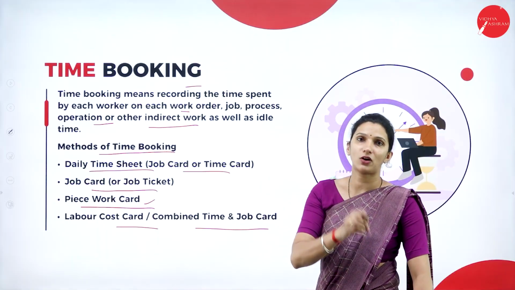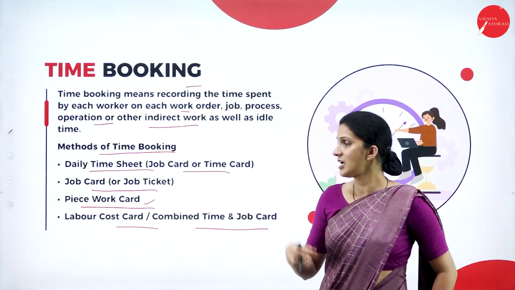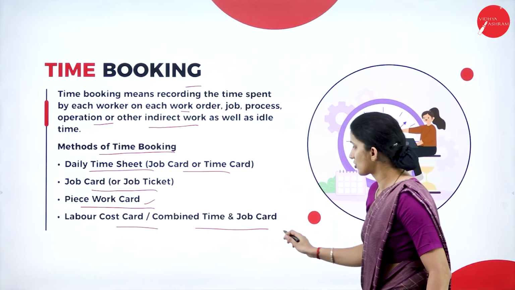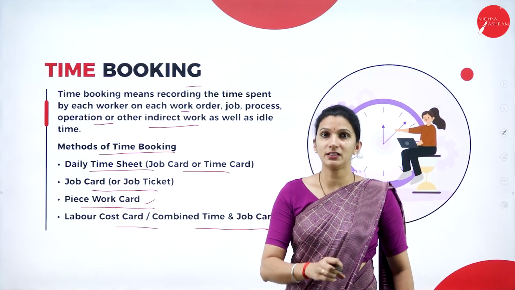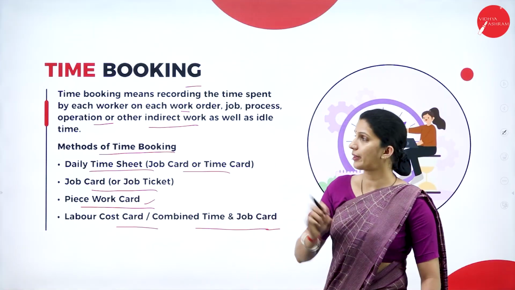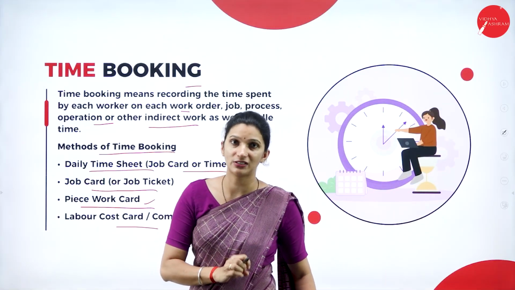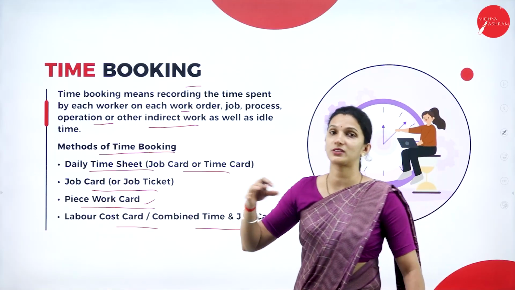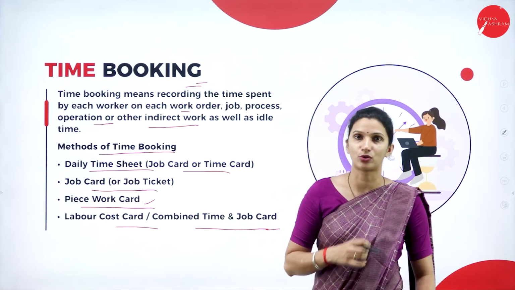So overall, to record the time they have taken and the portion of work they have completed, they will have a separate labor card. In that card they will mention all the details. These are the methods used to record the exact time spent by each employee in an organization. During his working hours, what is the time of his actual work and what is the idle time, all that will be recorded under the time booking system.